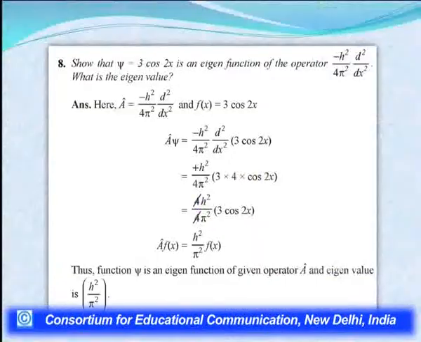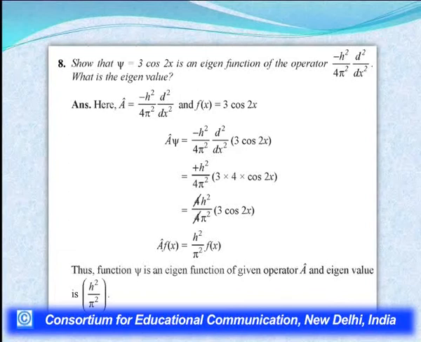Next, suppose we have a function 3 cos 2x. I have to show that this function 3 cos 2x is an eigenfunction of the operator minus h square upon 4 pi square d square by dx square. And what is the eigenvalue? So our operator is minus h square upon 4 pi square d square by dx square, and our function is 3 cos 2x. We simply have to apply this operator on the function.